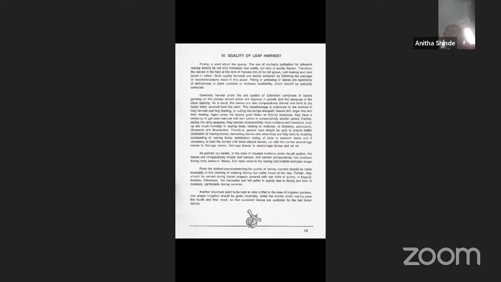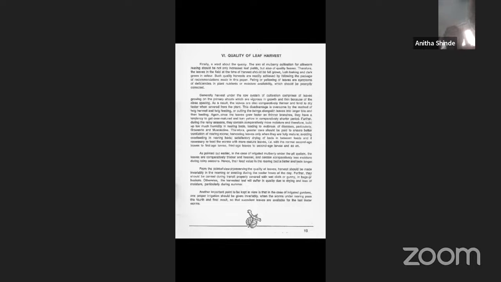So finally, now when you are going for cultivation, what is the quality? Not only the quantity, but quality also matters a lot. So what is our aim of mulberry cultivation? Nothing but to cultivate the plants so that we can give it as a food, because silkworms feed only on the mulberry plants. That is why not only the quantity is essential, but also the quality of the leaf is very, very essential.